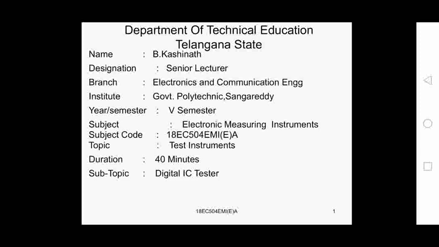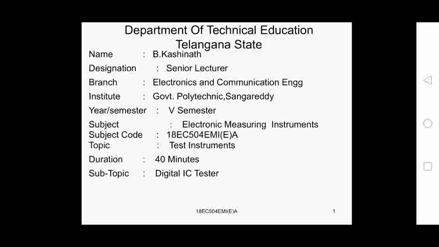We have already discussed the working of the quality factor meter, which works on the principle of series resonance, so that we can measure the electrical properties of coils and capacitors by using the quality factor meter. We discussed the construction, working and advantages of the quality factor meter in the previous class. Today's topic in test instruments is the IC tester, that is the digital IC tester.